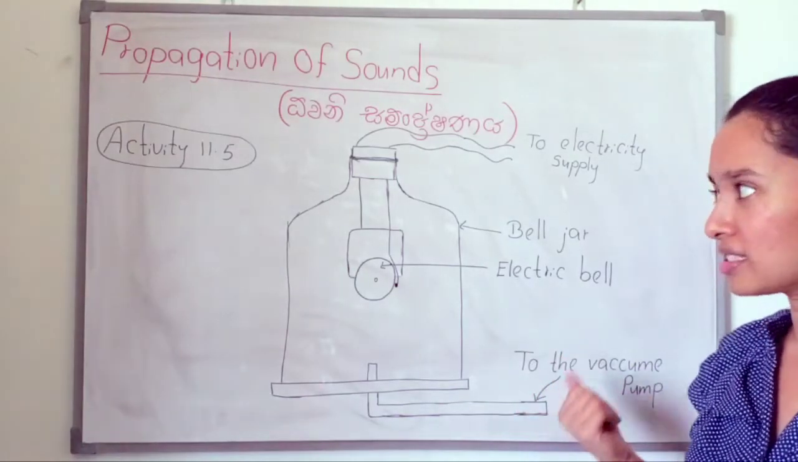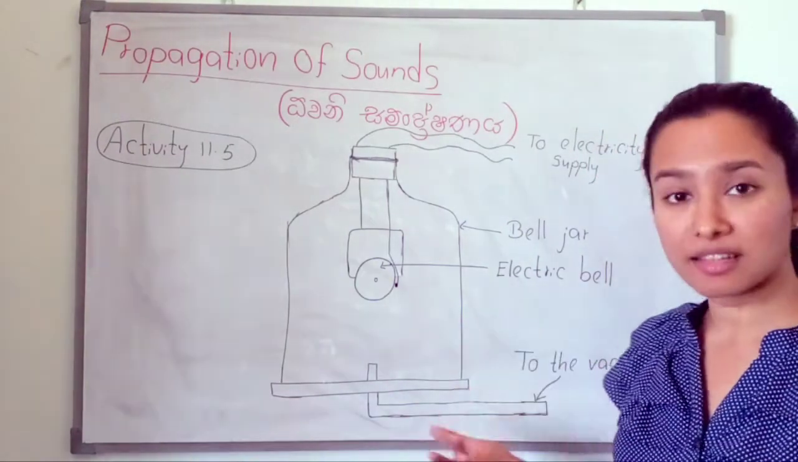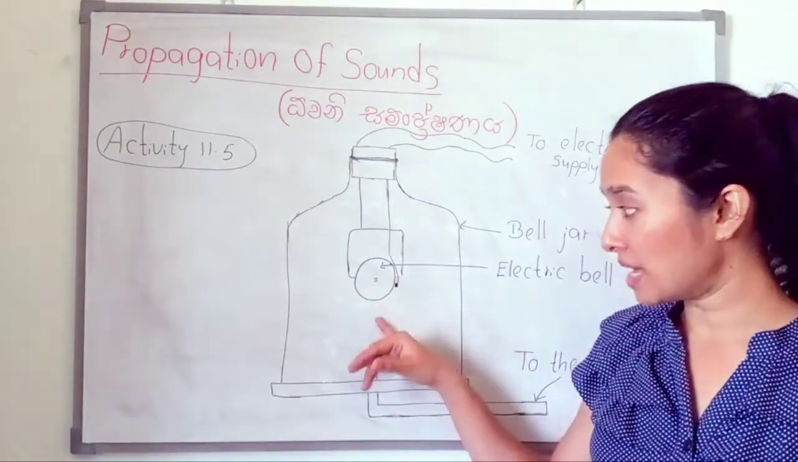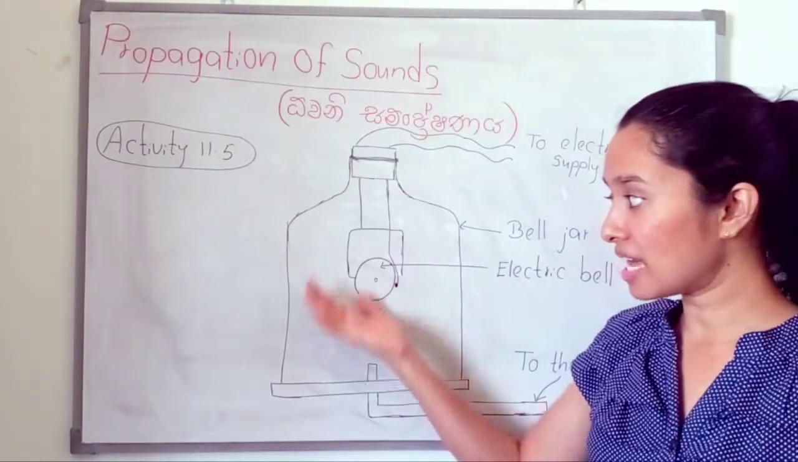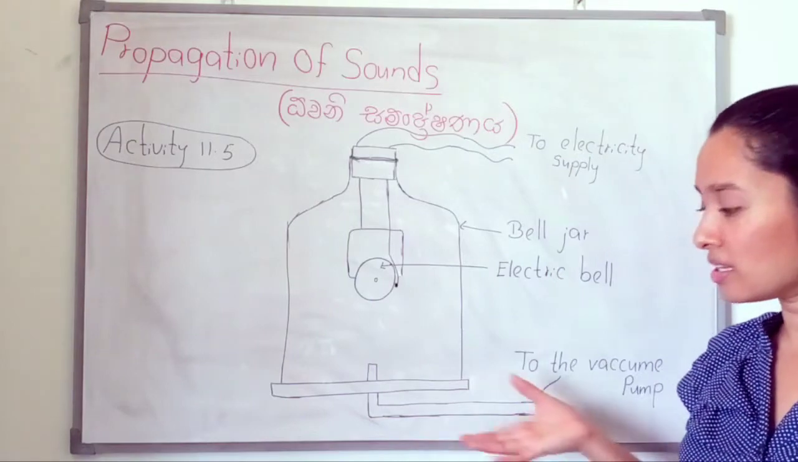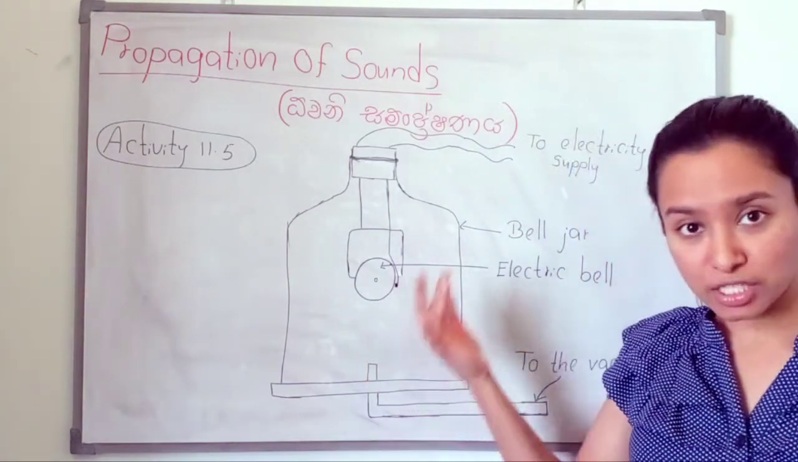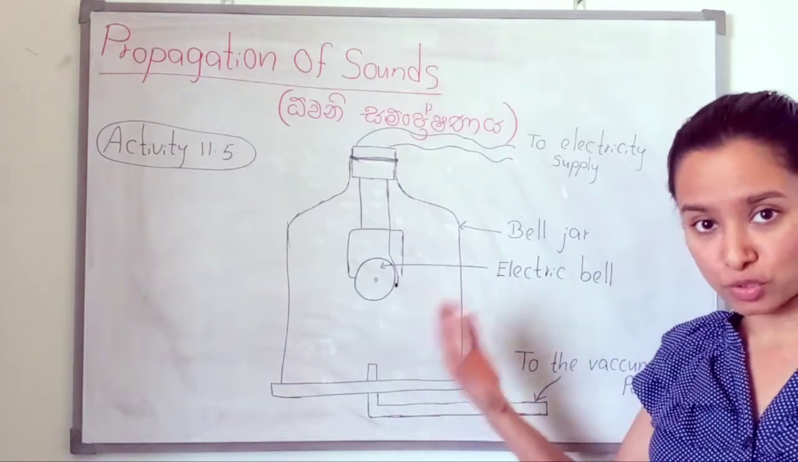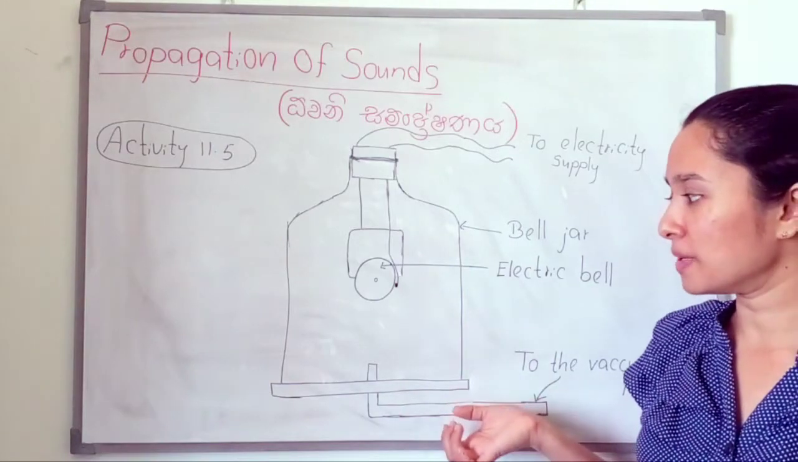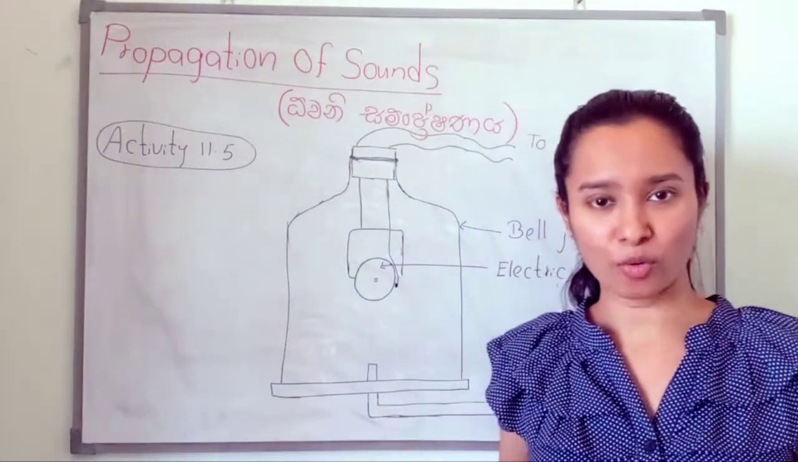So, what can you realize then? We can hear the sound of the bell when there is air in the bell jar. When we remove the air, the sound gradually fades. That means a medium is needed to hear the sound.